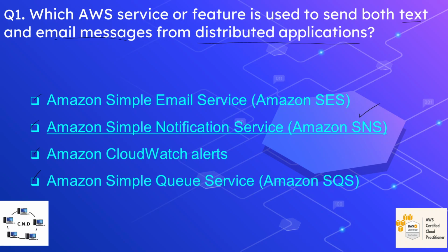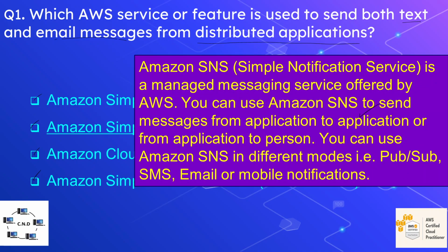This is the service that can be used to send both text and email messages from distributed applications to the subscribers. The definition of Amazon SNS is that it is a managed messaging service offered by AWS. You can use Amazon SNS to send messages from application to application, A to A, or from application to person, A to P. You can use Amazon SNS in different modes such as publication/subscriber, SMS, email, or mobile notifications.